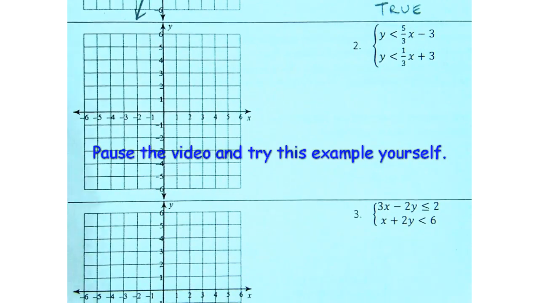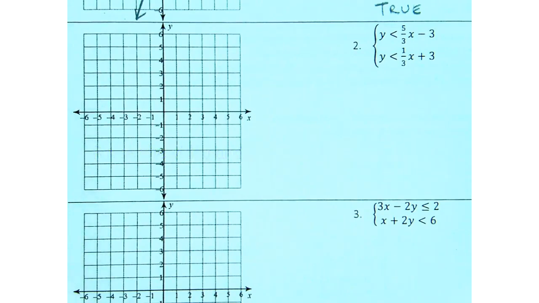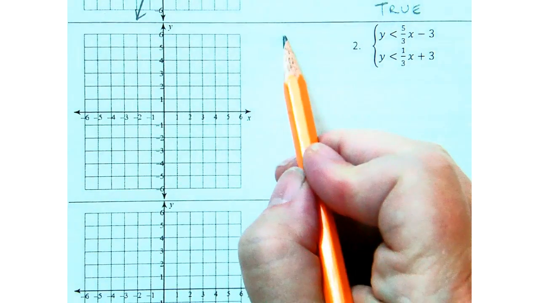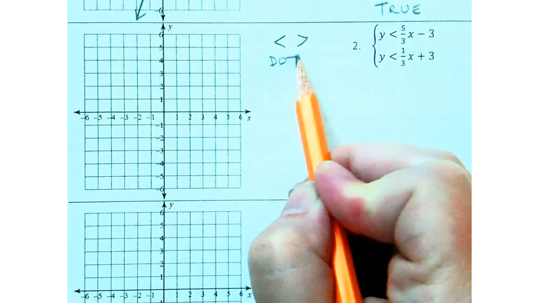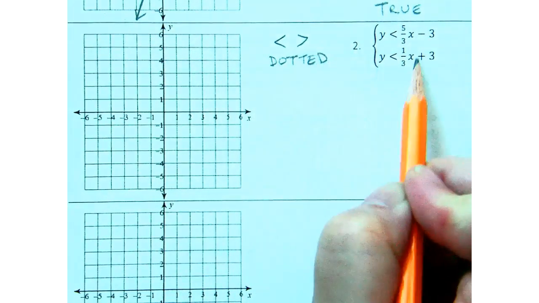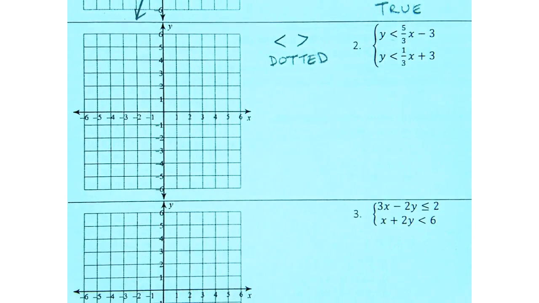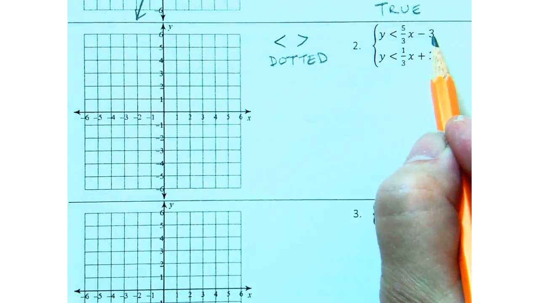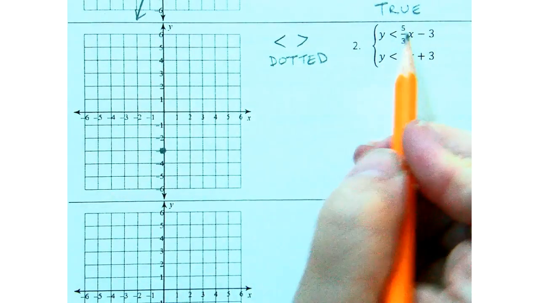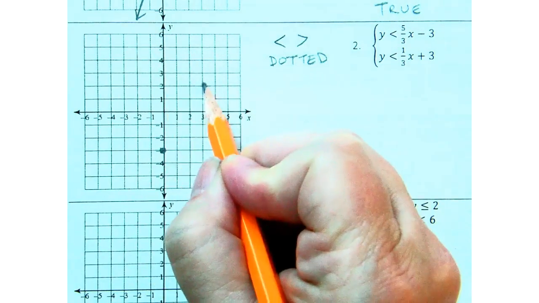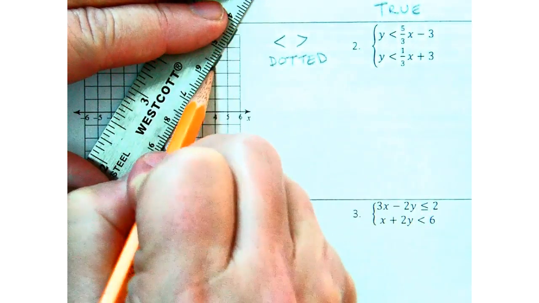Now that you have tried it yourself, you can check your work. This time we will have two dotted lines because neither of these symbols has an or equals underneath it. The first line begins at negative 3. The slope is up 5 to the right 3. Draw a dotted line.